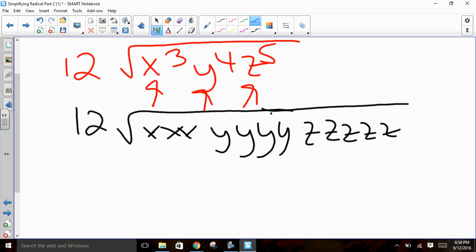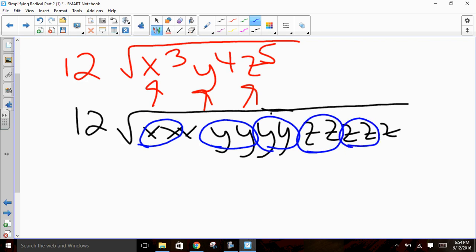So again, I said groups of 2, so I want to find as many groups of 2 as possible. Every time I see a group of 2, I'm going to circle it, just like when we were looking at prime factors yesterday, simplifying my numbers. We tried to see groups of 2 because we were square rooting, and then we brought one group out.